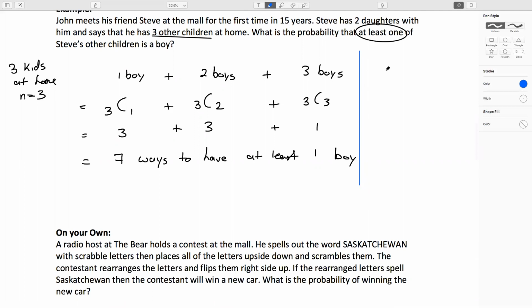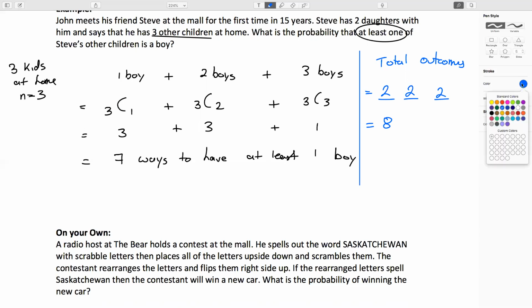Total outcomes are going to be first, second, and third child. Could have a boy or a girl, so 2 options. Boy or a girl, so 2 options. Boy or a girl, so 2 options. And there would be 8 possible ways to have those 3 kids. So if we want the probability that at least 1 is a boy, we just need to take the favorable 7 outcomes and divide them by the total 8 outcomes.